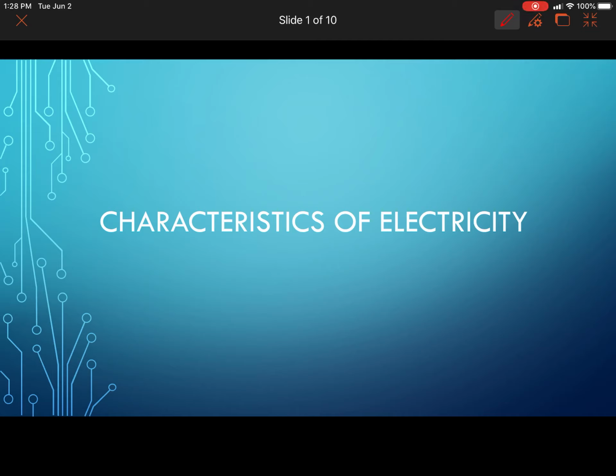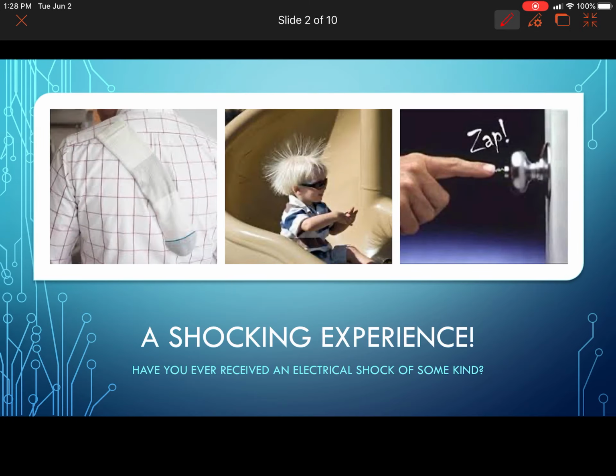Okay guys, we're going to start here with our new unit, characteristics of electricity. Okay, so this is our last unit. We're going to move through it pretty quick and I'll give you all the main points that are important for you to know.